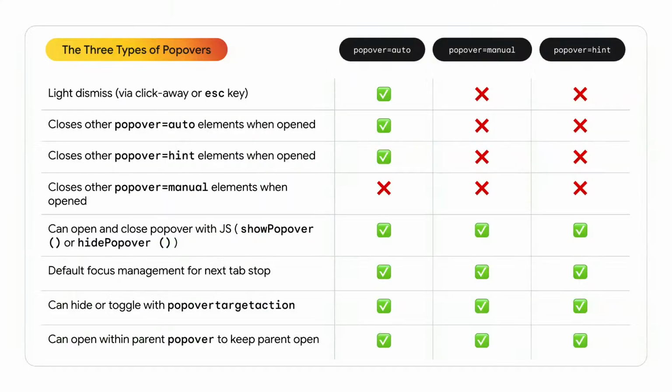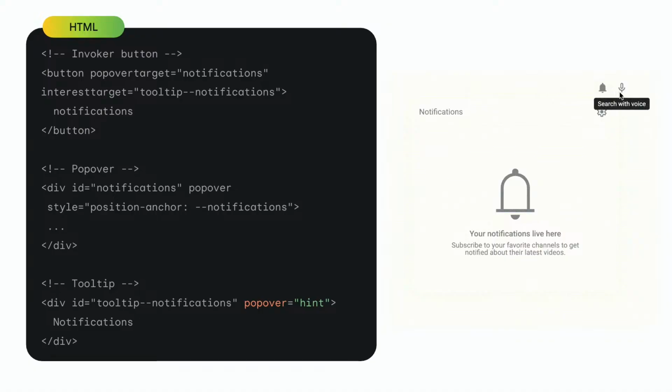Popover equals auto and popover equals manual both close other popovers when they're open. Popover manual requires a specific close event to close it, and it doesn't support light dismiss. And popover equals hint is the only popover type that doesn't close other popovers when opened. You use a hint popover like any other popover, giving it a value of hint. Now, this type of popover will not close other popovers when opened. Hint popovers are most useful when combined with interest target because an auto or manual popover will close if you click anywhere else in the UI anyway.